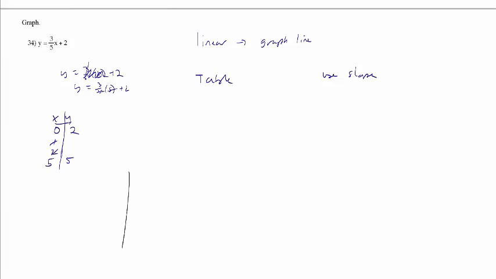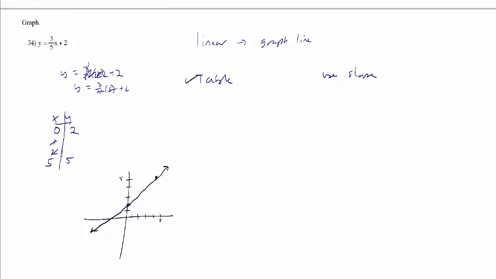So here are my 2 points. I've got 0, 2, and then I have the point 5, 5. So 1, 2, 3, 4, 5 on the x-axis. And then 1, 2, 3, 4, 5 on the y-axis. So I've got the point 5, 5. And then our line is going to go through those 2 points. So that's using the table.